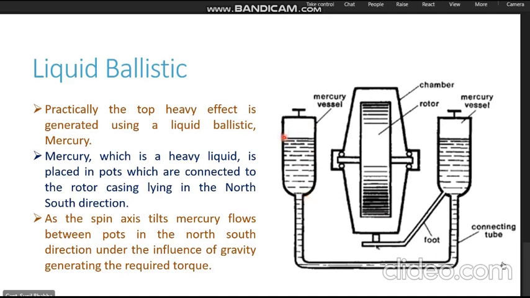Now when more mercury is present in the south port, it becomes heavy, and this south port becoming heavy starts to generate a downward force acting on the south end of the spin axis. The same effect was generated in the top heavy arrangement. A downward force was generated on the south end. The gyro was spinning anti-clockwise, seen from the south end, and this generated a westerly precession in the north end of the spin axis. So is that clear, beta?